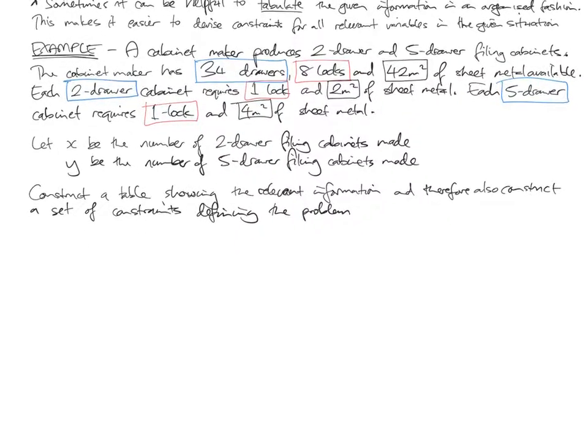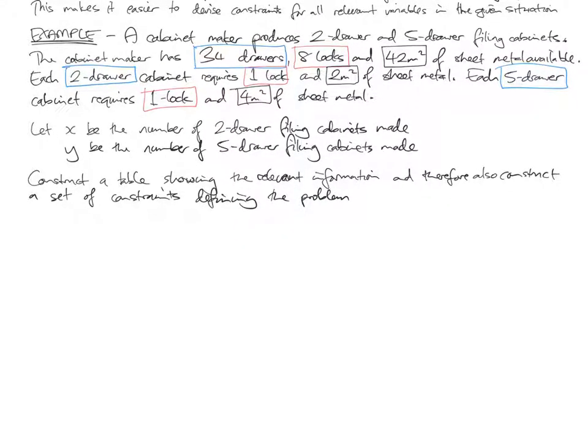Now we're advantaged because we've been told that X and Y are the number of 2-drawer filing cabinets and the number of 5-drawer filing cabinets respectively. So now to practice constructing a table to show this relevant info.